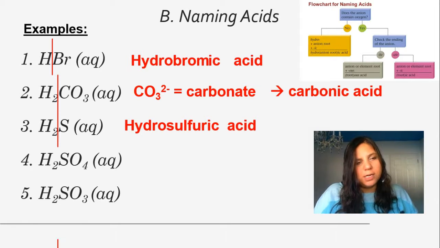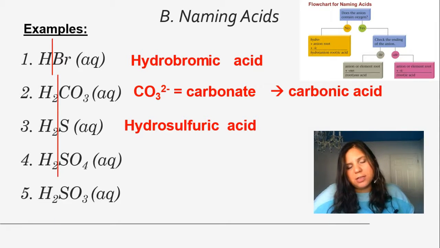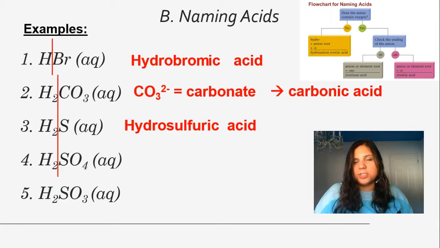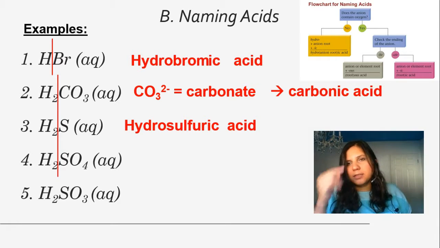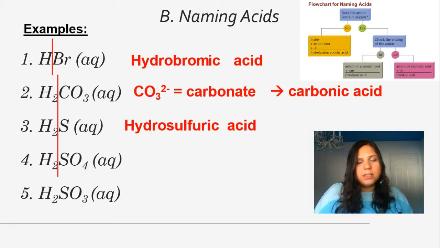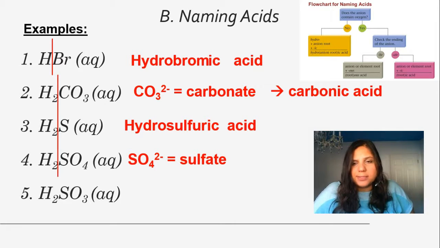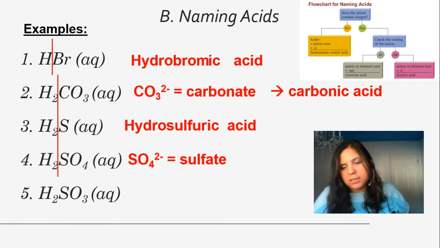Okay, number 4, draw a line after the hydrogen. And everything after that line is my polyatomic ion. Notice I have oxygen in this one. This is a yes. We'll check the anion ending. SO4 with a 2- charge is sulfate. And sulfate ends in ate, so we'll change that into ic.